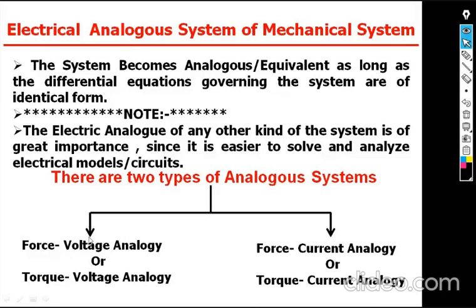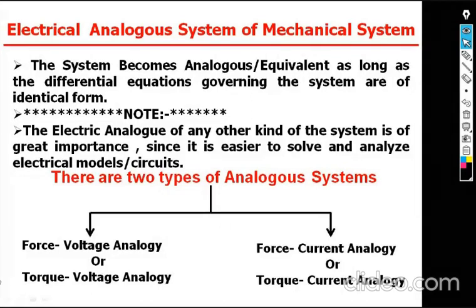All of you are aware that a circuit can be designed with a voltage source or a current source. Now here I am considering a voltage as the source. Or else, the same mechanical system you can convert using a current source, and that is known as force to current analogy. In the same way, all of you are aware that one more mechanical system is there, that is the rotational system.